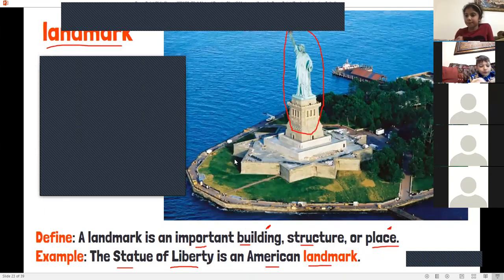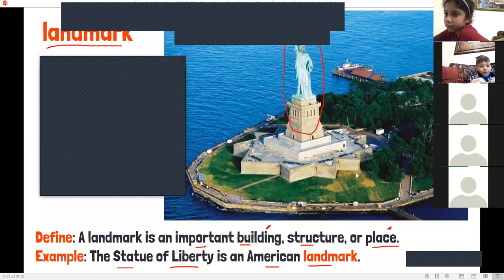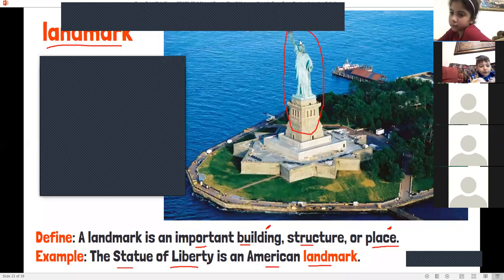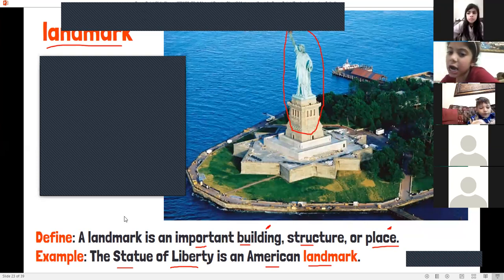This is the word landmark. A landmark is an important building or structure, like this statue, or place. We call it landmark. So a landmark can be a place or a building, okay? For example, the Statue of Liberty. This is the Statue of Liberty. It is an American landmark. You can say it with me. Say landmark. Don't unmute, just say it.